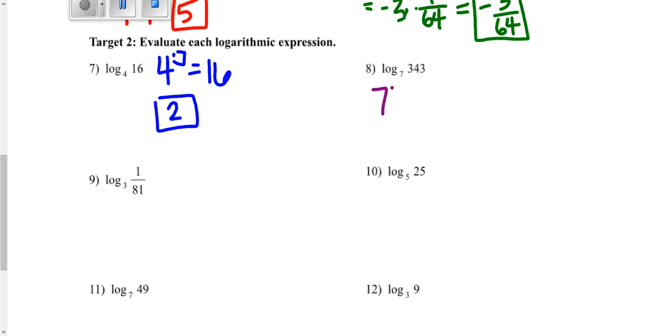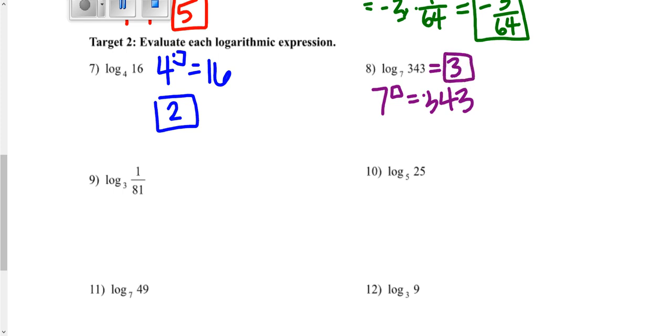7 to what power gives you 343? I'm going to have to use my calculator to help me. I know that 7 squared is 49, so that's not it. So 7 to the 3rd power, that worked when it was to the 3rd power.